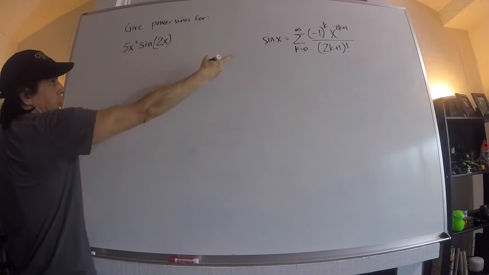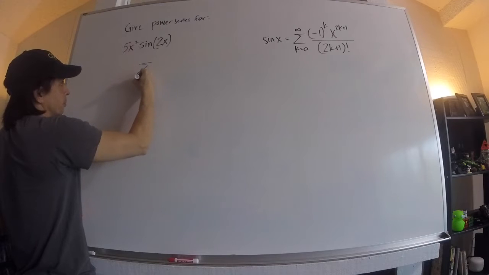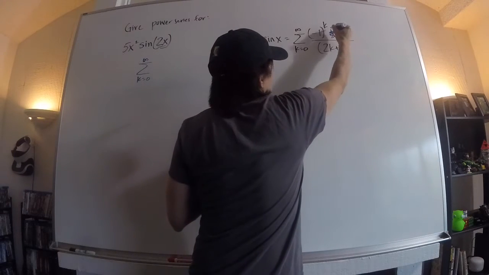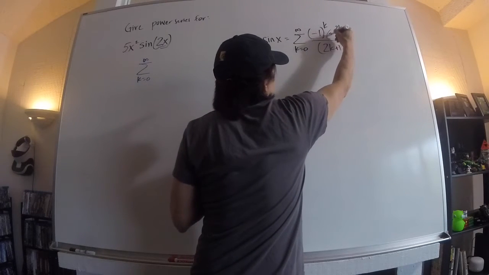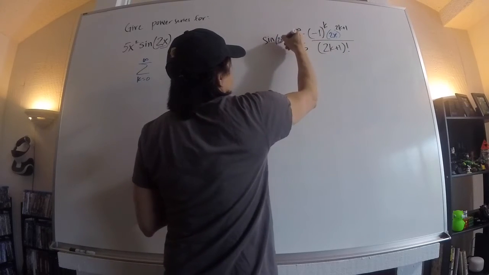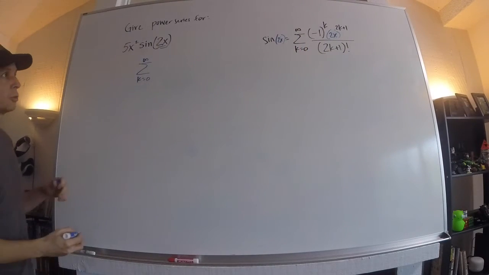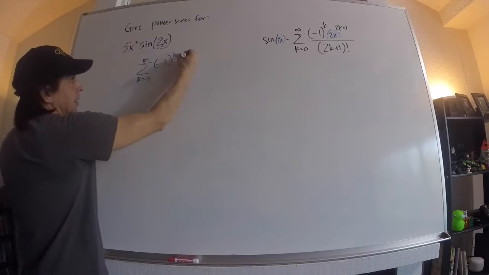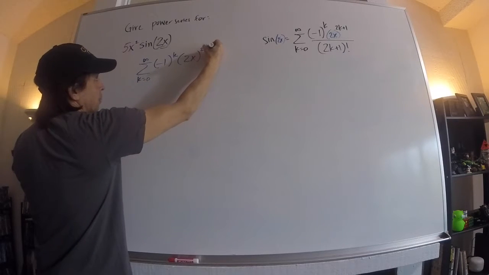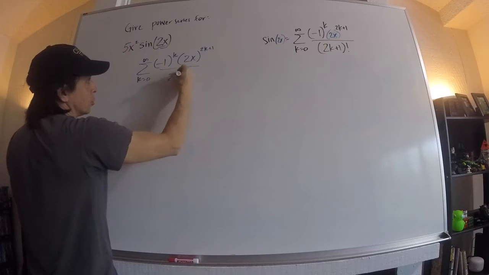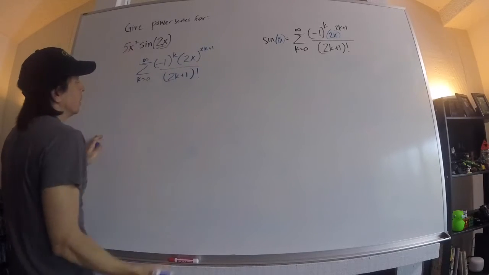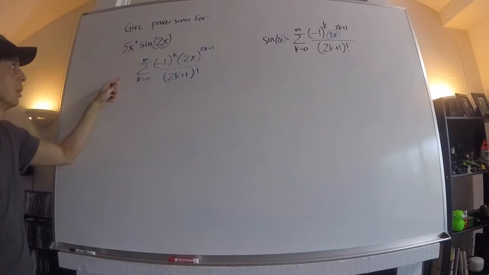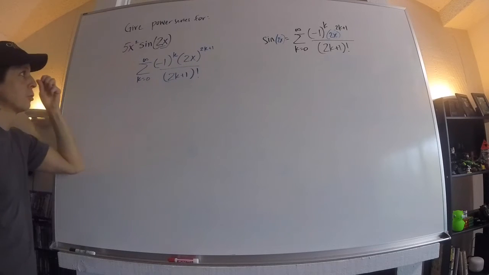Anyway, sine of 2x right here is going to be the sum, k goes from 0 to infinity of, and I'm replacing x in this with 2x. That's all I'm doing for handling sine of 2x. So I'm going to have (-1)^k, sum as k goes from 0 to infinity, (2x)^(2k+1) over (2k+1) factorial. That's sine of 2x, again, just replacing x in your power series of sine of x with 2x. That exponent obviously applies to both the 2 and the x.